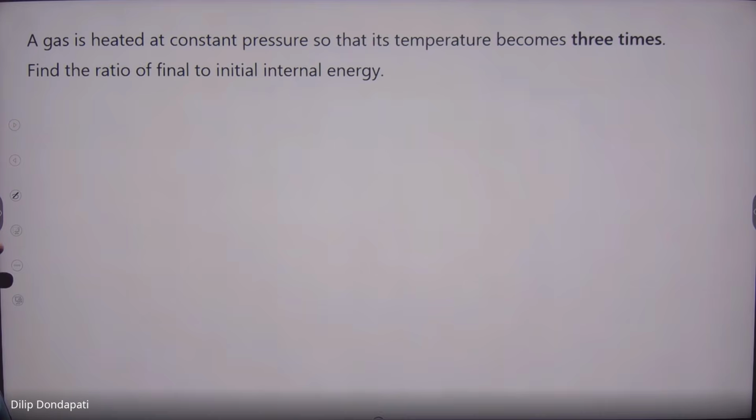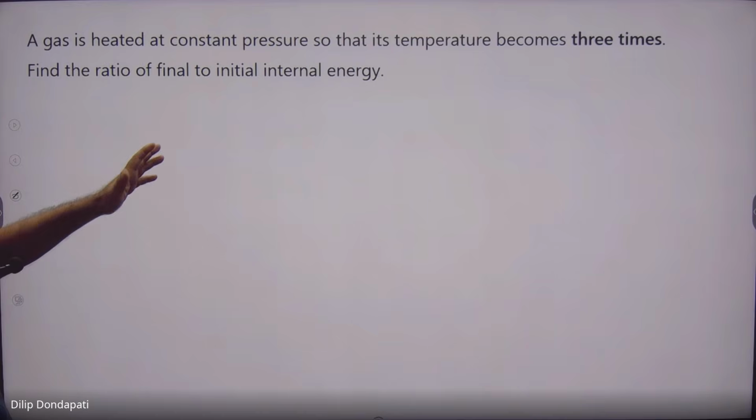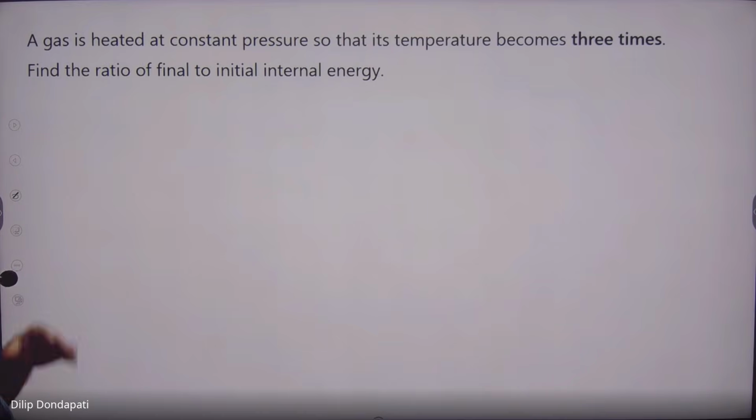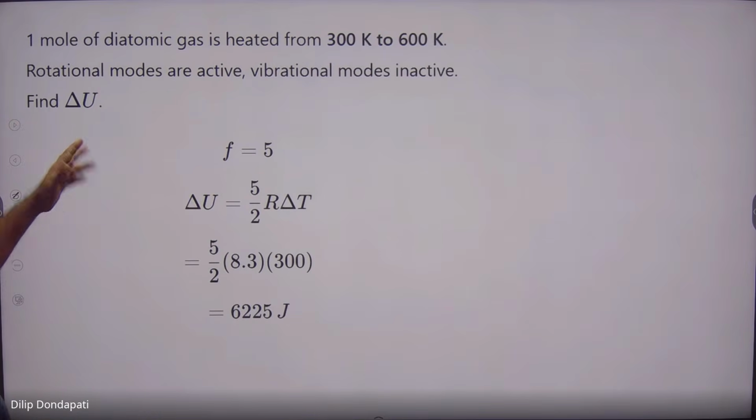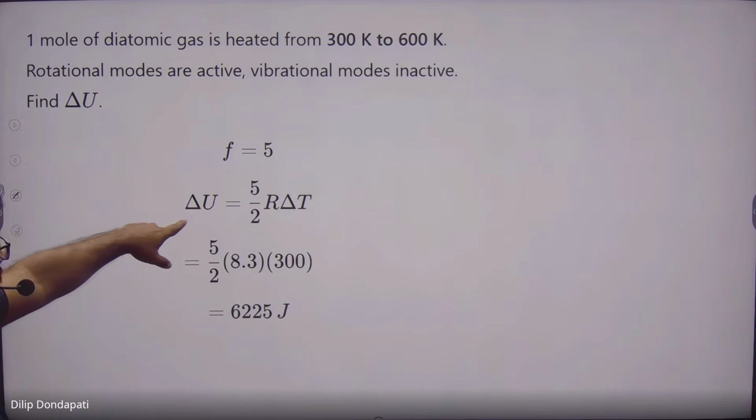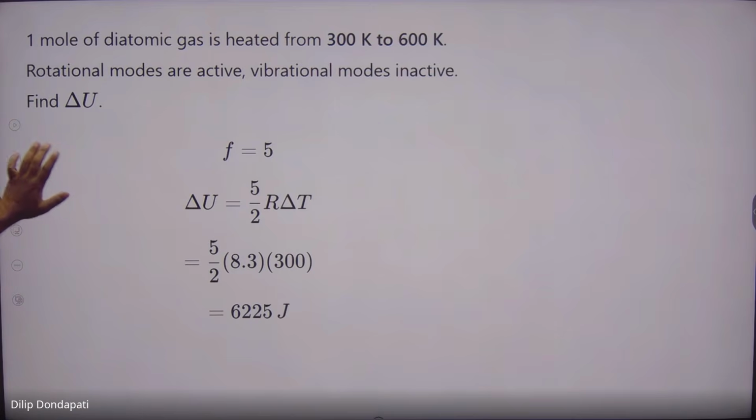So basically I have to find the change, the ratio of the final to the initial internal energy. So the ratio should be 3:1, because it depends only on the temperature. Next, it's the same way. Same way, Delta U is asking f by 2 nRΔT.